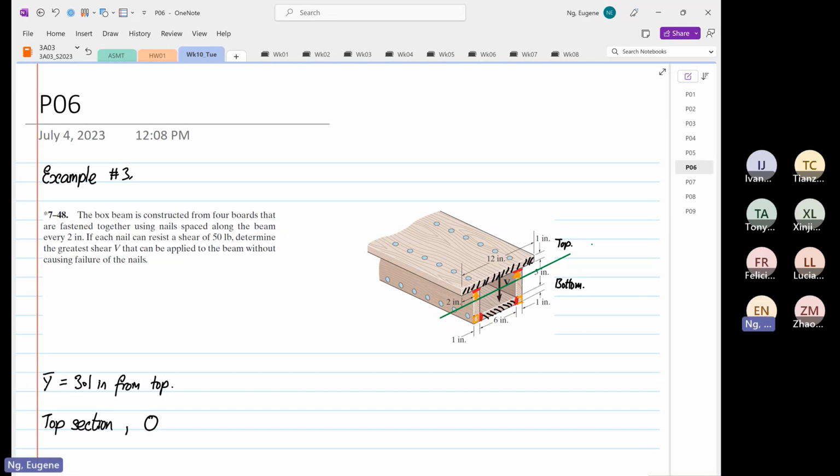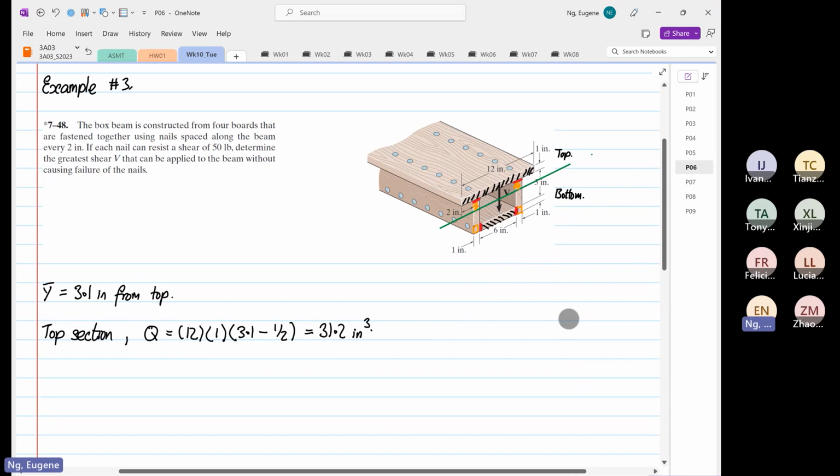So the Q is equal, so the width is 12 inches. The depth is 1 inch. The Y bar is 3.1 minus 1 divided by 2. So 3.1 minus 0.5 times 1 times 12 is equal to 31.2. Yep, it's the same as the answer. 31.2 inch cube. So that is for the top section.